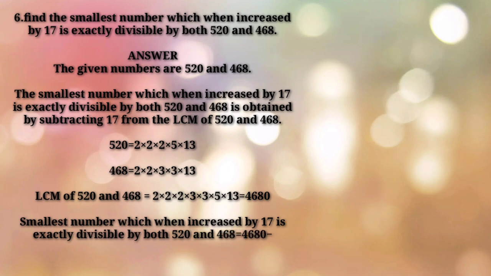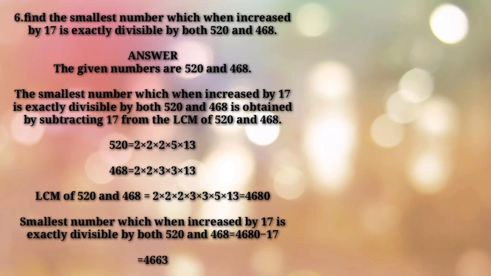So LCM of these numbers will be 4680. So a smallest number which when increased by 17 is exactly divisible by both 520 and 468. So 4680 minus 17, 4663. It means students, 4663 is such a number which when increased by 17 is divisible by 520 and 468. Okay students, let us do the quick revision.